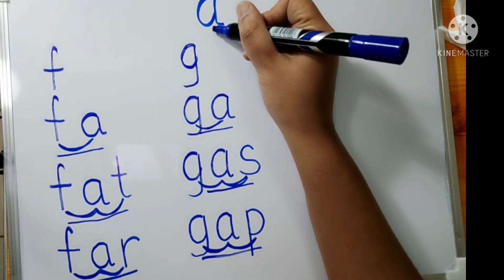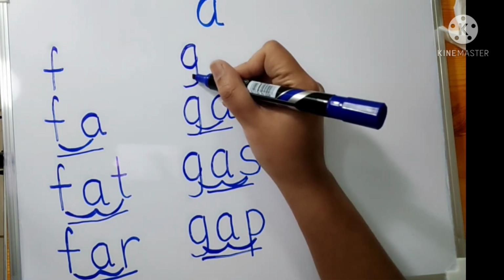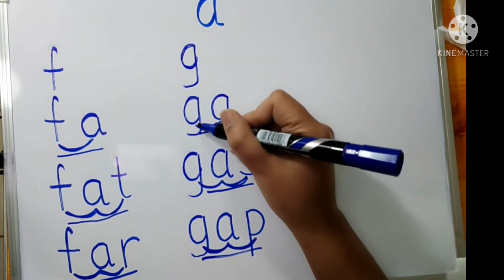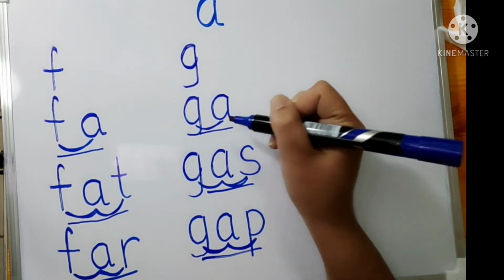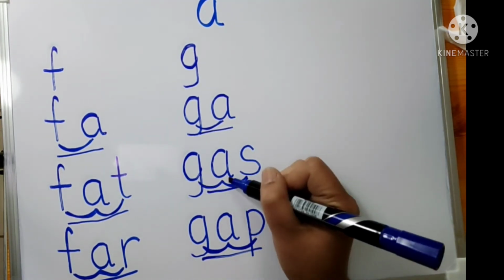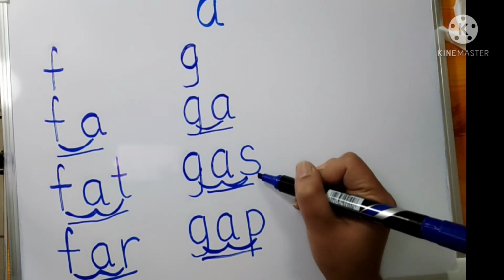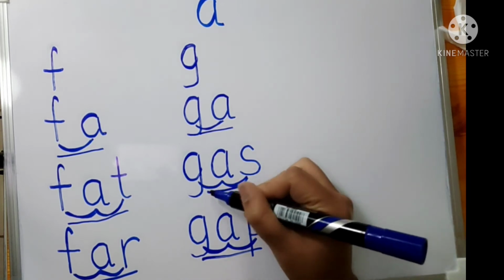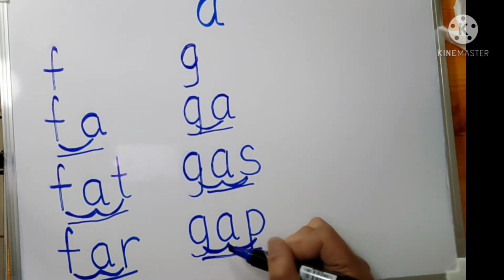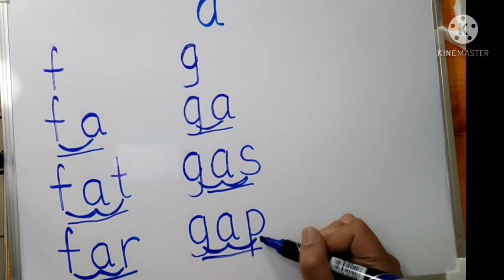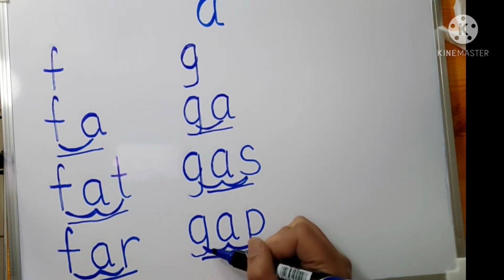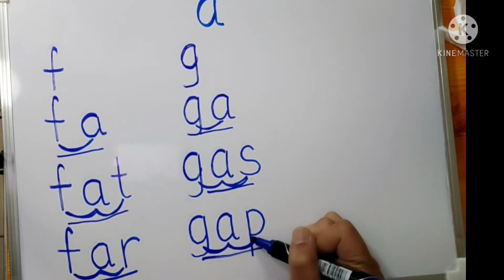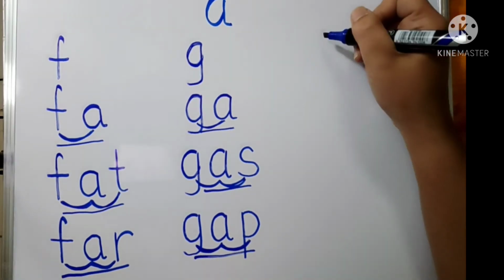So this is the consonant sound g. We blend g and a. G and a makes ga. We add consonant s. So gas. G and a makes ga. We add p. Let's blend it. Ga, p, gap. Another one.